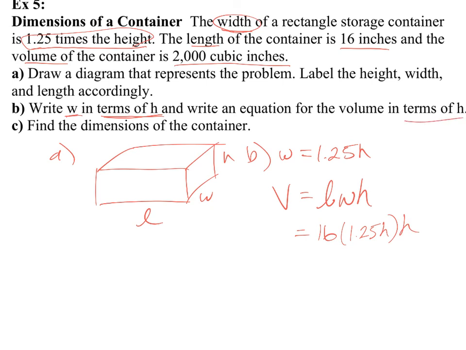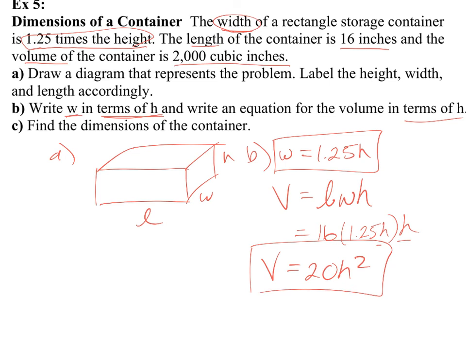So in terms of H, look at this expression now. I have H, H, and no other variables. All right, so that's writing the volume in terms of H. Let's simplify this, and I get 20 H squared. All right, so that answers part B. Then I have part C.